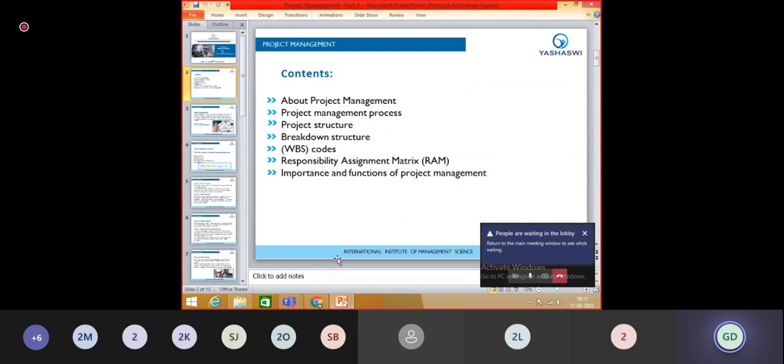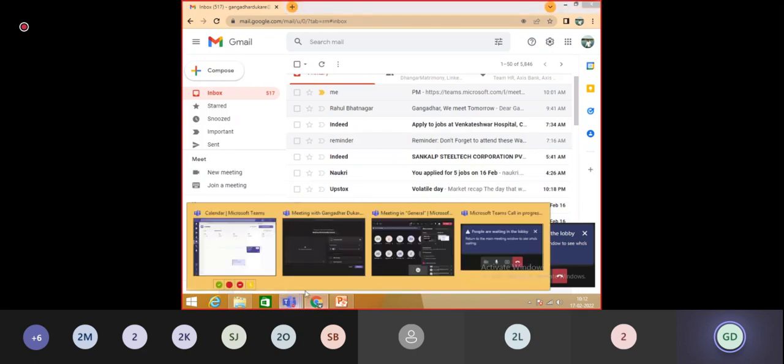Everyone knows what project management means. About project management: what is the project management process? What is the project structure? What is the work breakdown structure? What are the WBS codes of project management? What are the responsibility assignment matrix and the importance and functions of project management? These are the contents of the overview of project management. A project means what? Let me go through each and every point now: what is meant by project, or what is meant by project management.